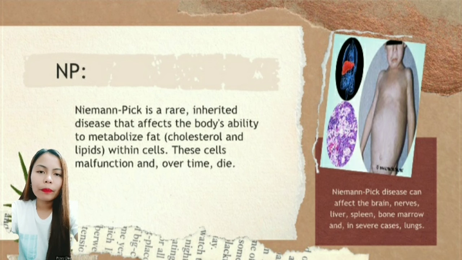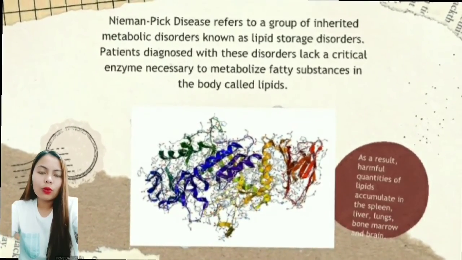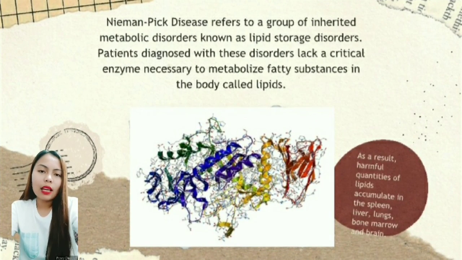So what are the human body organs that are affected by this disease? Those are the brain, nerves, liver, spleen, and also bone marrow. And also others like the lungs. So the patients diagnosed with this kind of disease lack a critical enzyme which is necessary to metabolize fatty substances in the body called lipids.